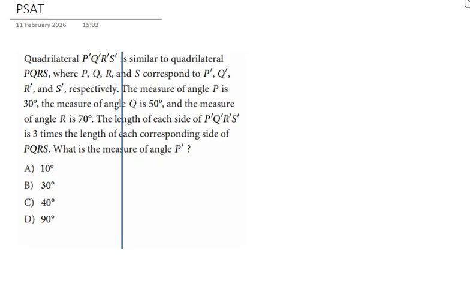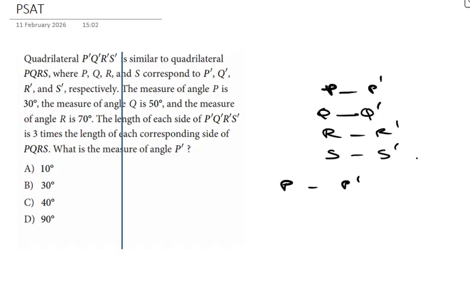Now the question clearly says P corresponds to P dash, Q corresponds to Q dash, R corresponds to R dash and S corresponds to S dash. This means angle P equals angle P dash, angle Q equals angle Q dash, angle R equals angle R dash and angle S equals angle S dash. Okay, so the order of the letters is very important.